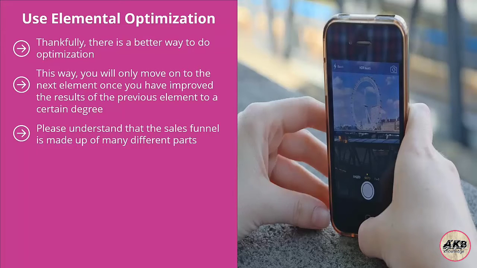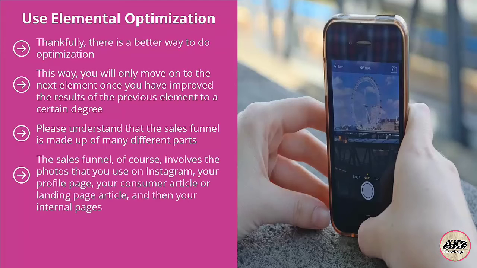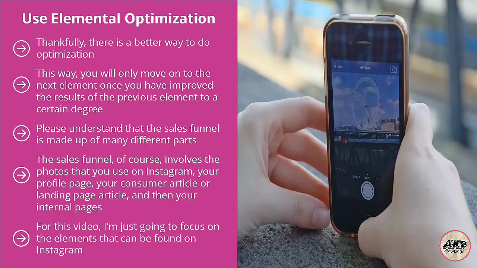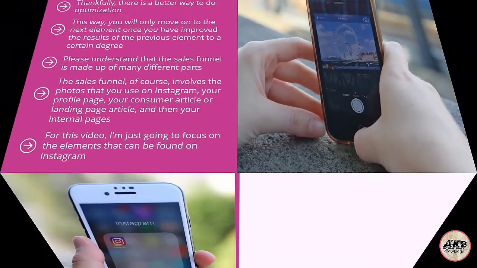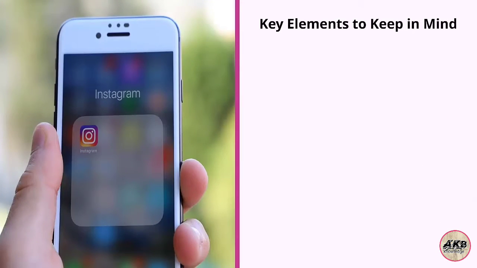Please understand that the sales funnel is made up of many different parts. Each of these have different elements, but they can all be broken down into some common elements. The sales funnel, of course, involves the photos that you use on Instagram, your profile page, your consumer article or landing page article, and then your internal pages. Each of these have to be optimized, and each of these have separate elements within them. For this video, I'm just going to focus on the elements that can be found on Instagram. You can use the same element-by-element analysis to optimize your squeeze page, your consumer guide page, and other elements on your own website. But as far as this training is concerned, we're just going to focus on the elements found on Instagram.